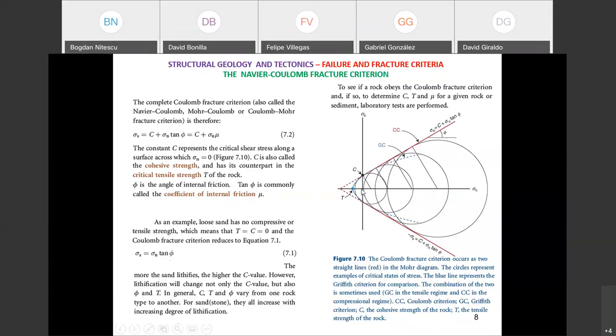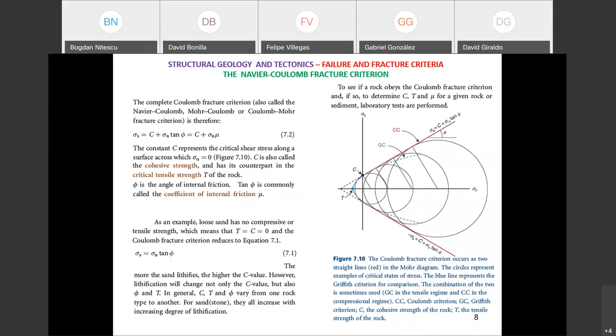So you see, when the normal stress is zero, what should the shear stress be to basically break the rock? That's the cohesive strength. Cohesive means it loses cohesion. Now, if you project this line on this side of the x-axis, sigma n, this point is called the tensile strength of the rock.